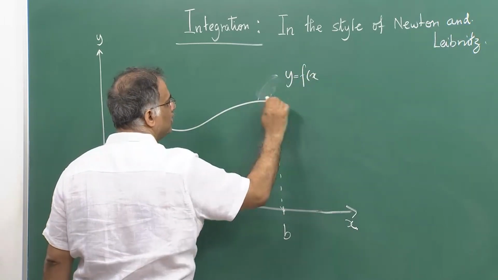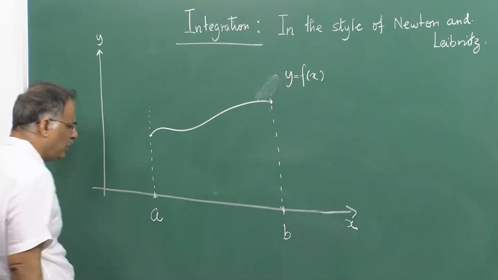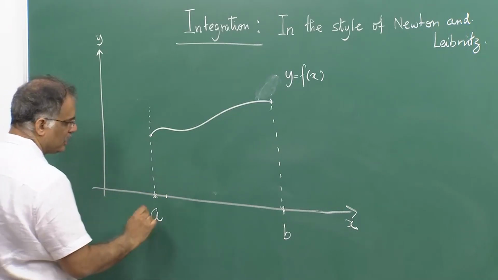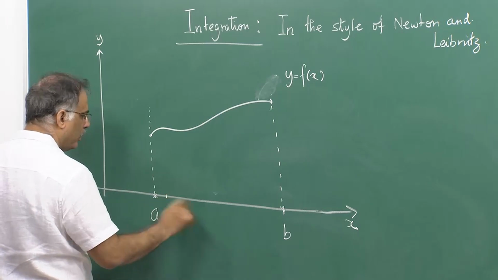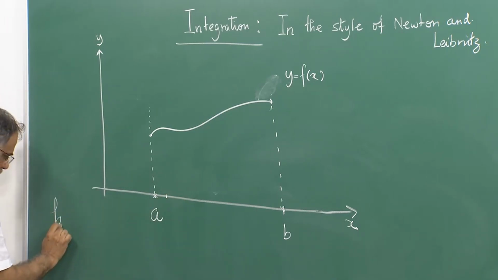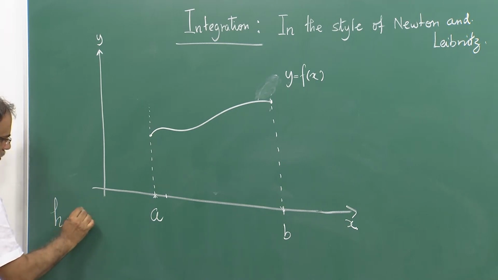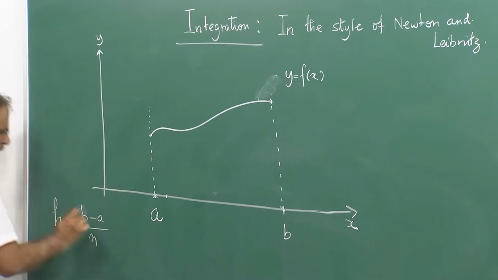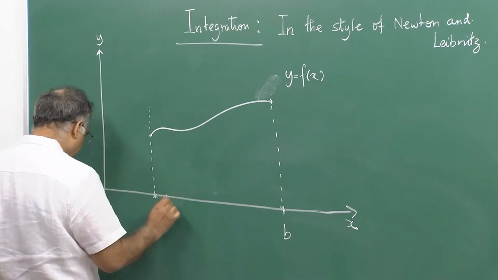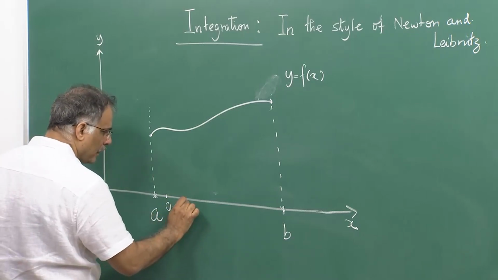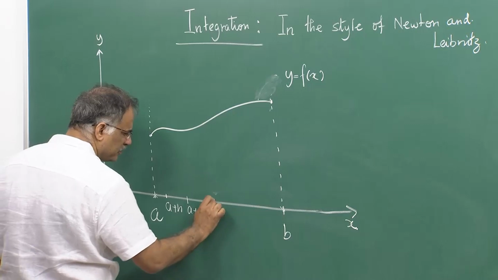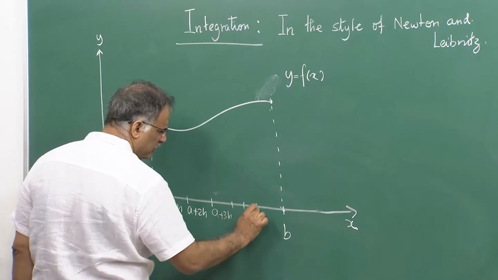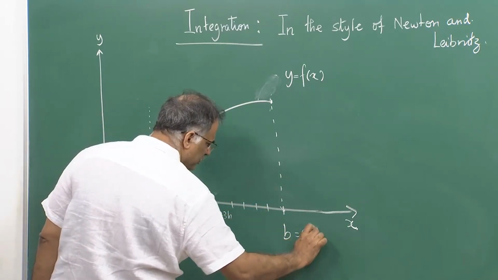Okay, so this is the graph of the function y equal to f(x). What I will do is partition this into equal parts. I will take a nice division, which is h equal to (b minus a) by n. So, I will make equal divisions of this: a plus h, a plus 2h, a plus 0h is this, a plus 3h, and so on and so forth, and this b is a plus nh.